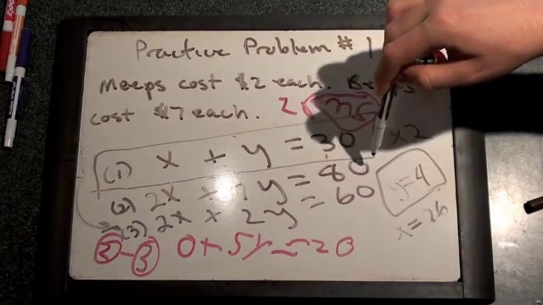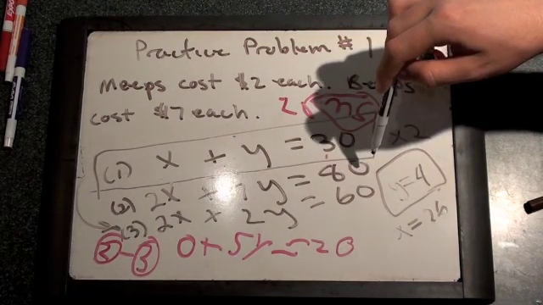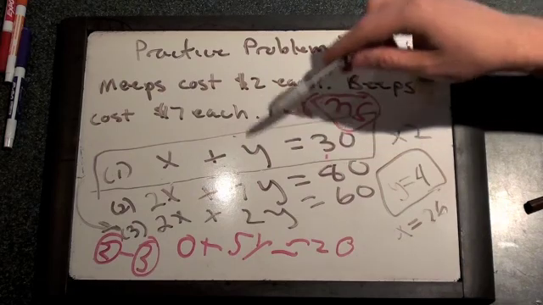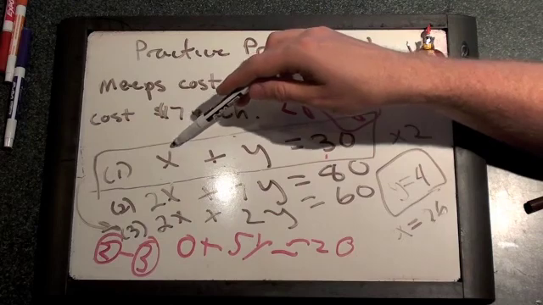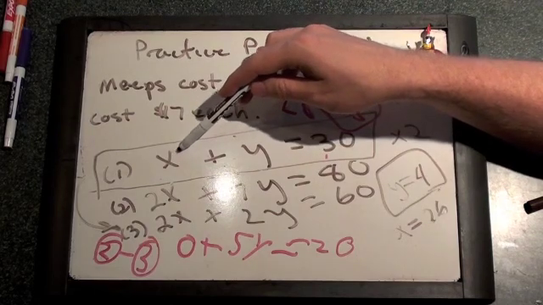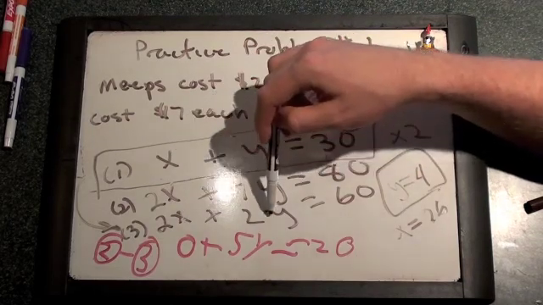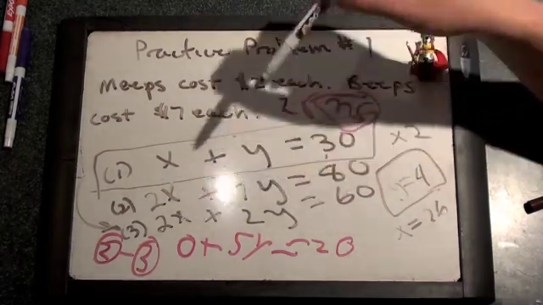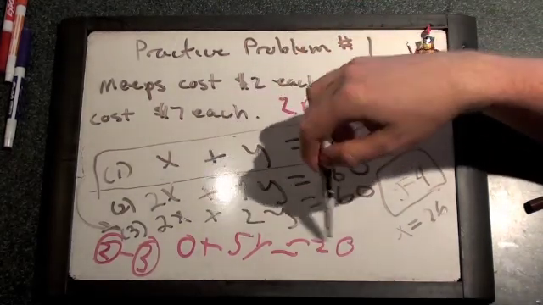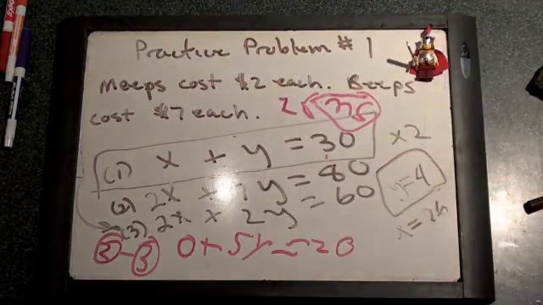What we had to do next was, if we want to solve these equations, we have to get one of the x's or y's to be the same. So we just multiplied this equation by 2 to get a 2x and a 2y. And that 30 became 60. We subtracted those equations. 7y minus 2y, 5y equals 20, y equals 4.